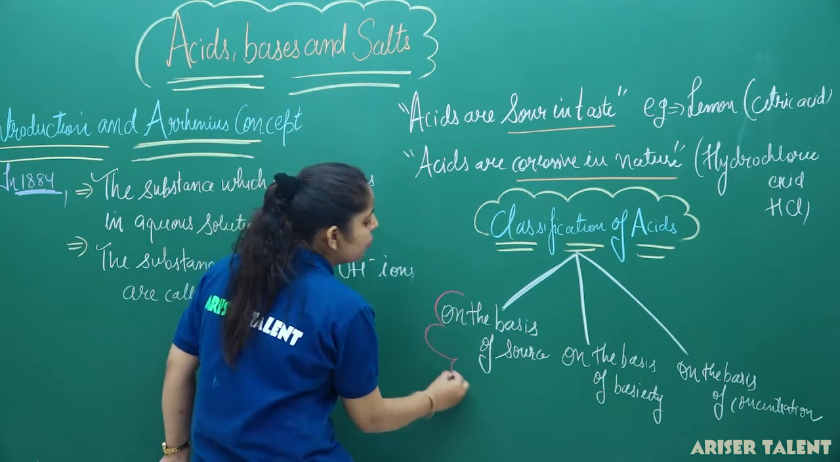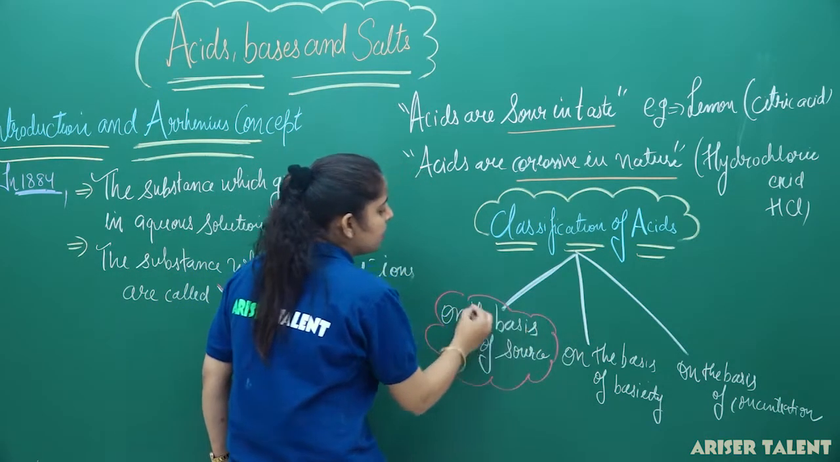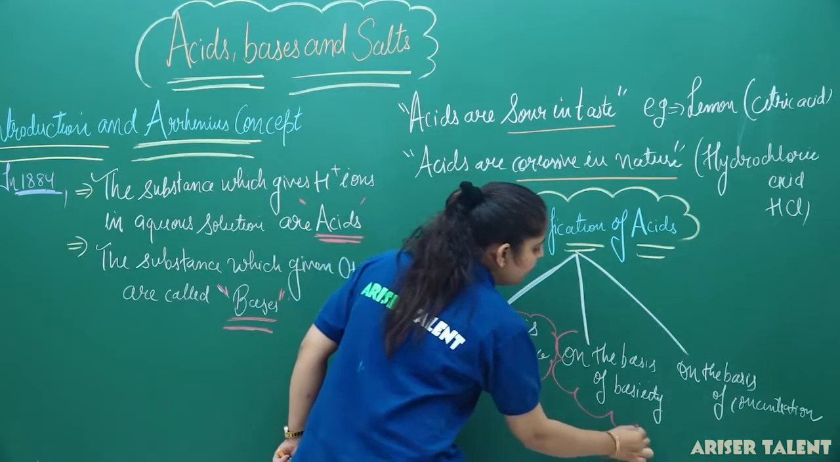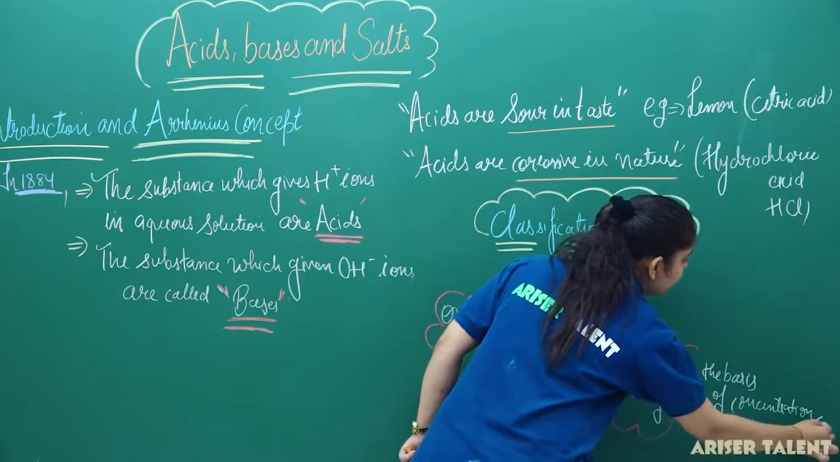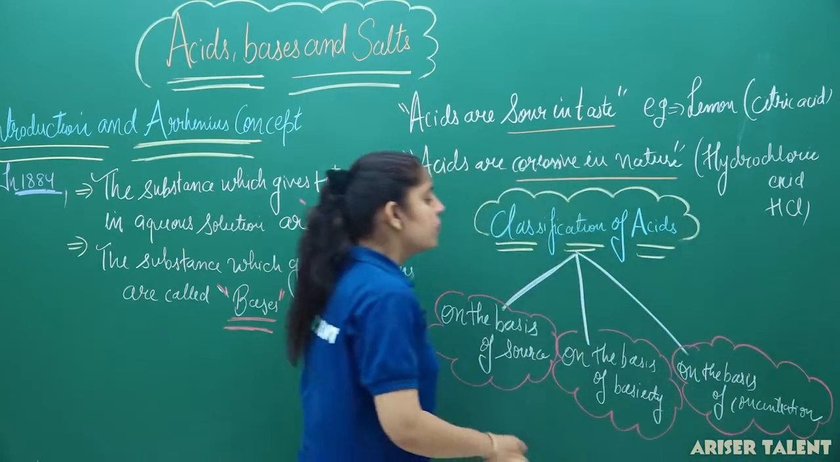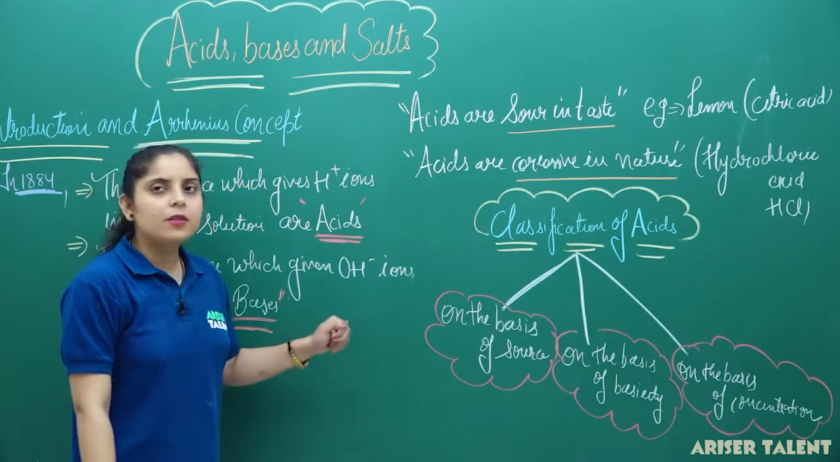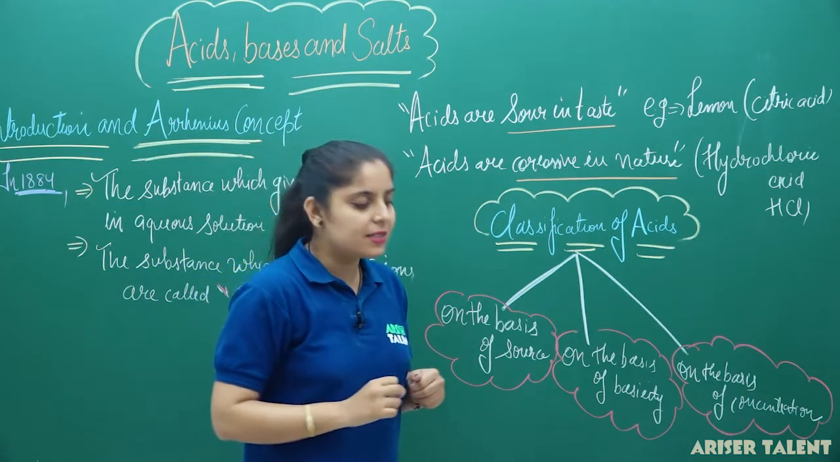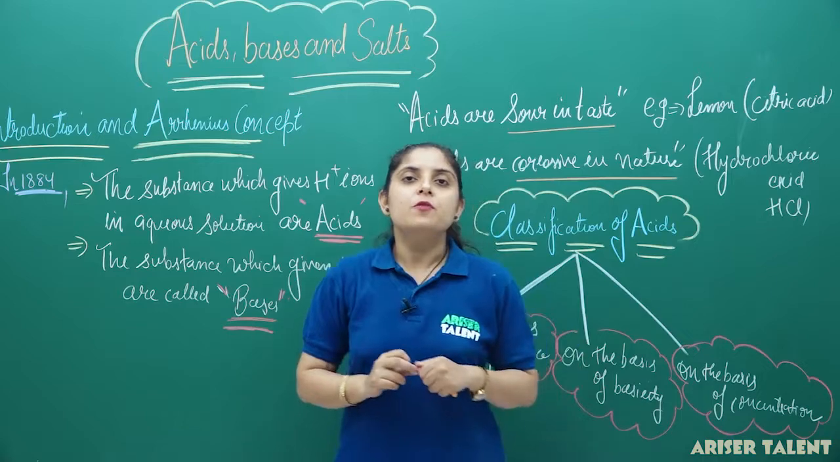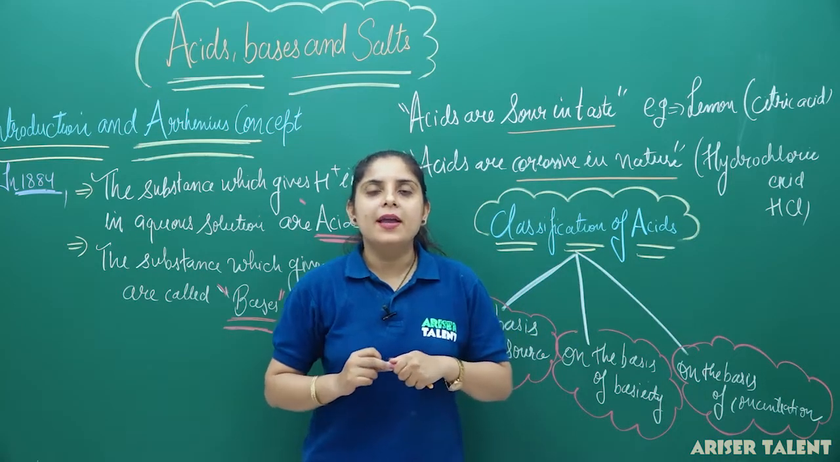The first one is on the basis of source. The second one is on the basis of basicity. And the third one is on the basis of concentration. Clear? So these are the three categories on the basis of which we have to study about the acids. Clear? So first category is about the organic acids.